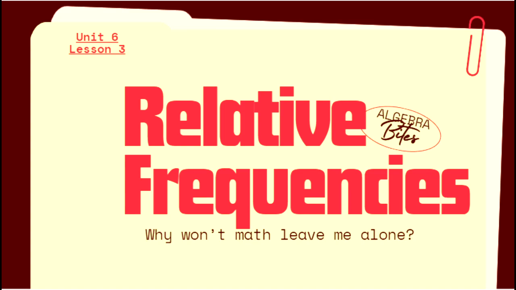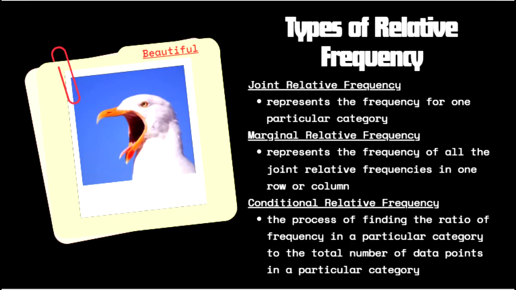Algebra video. This is Unit 6, Lesson 3, Relative Frequencies. There are different types of relative frequencies. There's a joint relative frequency, which represents the frequency for one particular category. There's a marginal relative frequency, which represents the frequency of all the joint relative frequencies in one row or column. And there's a conditional relative frequency, and that's the process of finding the ratio of frequency in a particular category in the total number of data points in a particular category. That's what we're going to talk about today. These three definitions should be in your notes.